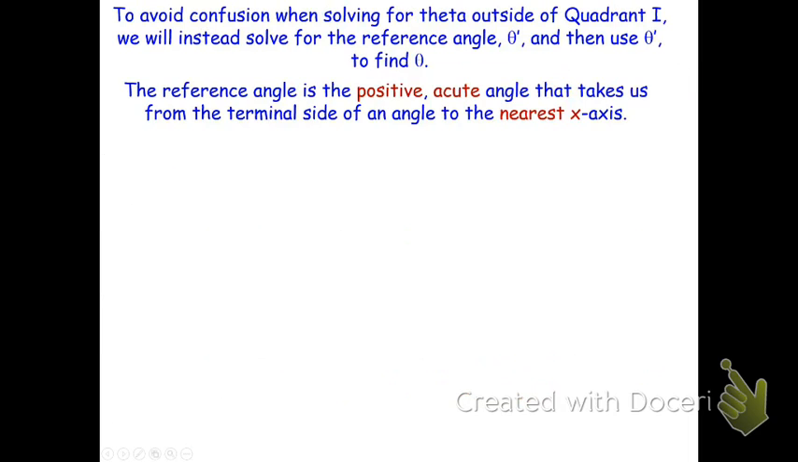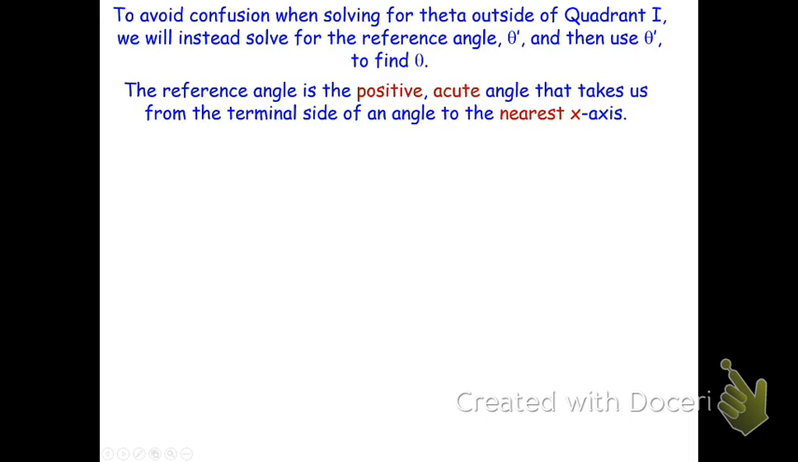So how does this help? To avoid confusion, when we solve for an angle outside of quadrant 1, instead of using theta, we're going to use what we call the reference angle. That's theta prime. That's theta with the little apostrophe if you notice in the symbols. And then you will use theta prime, the reference angle, to find theta. Now this reference angle, theta prime, is defined as a positive acute angle. And it's the angle that takes us to the nearest x-axis.